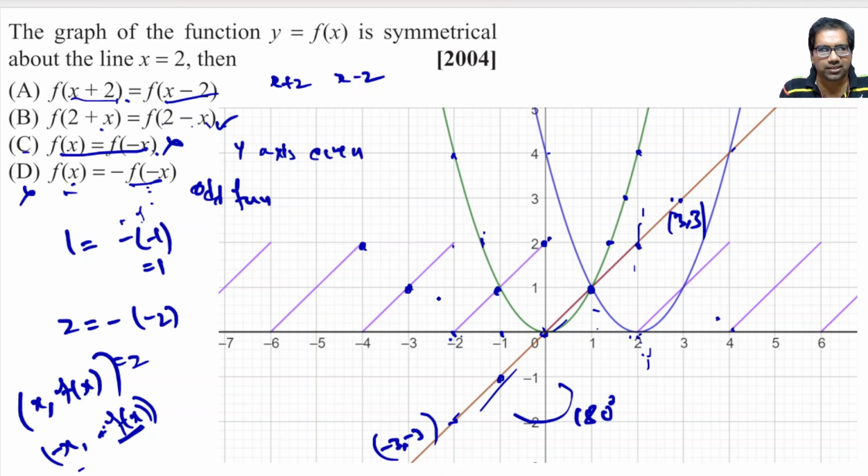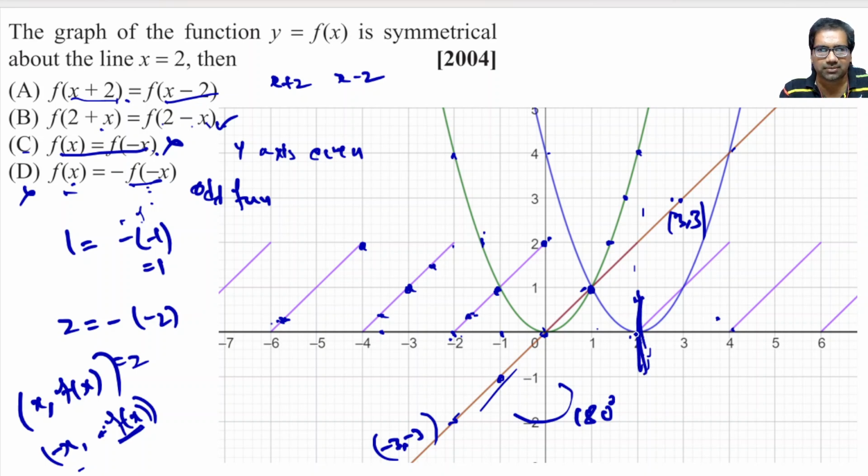So this value and this value are equal, this value and this value are equal, whatever you say. So this is x minus 2 and this is x plus 2. Basically, this is a periodic function. Clearly, this graph is not symmetric with respect to this line.